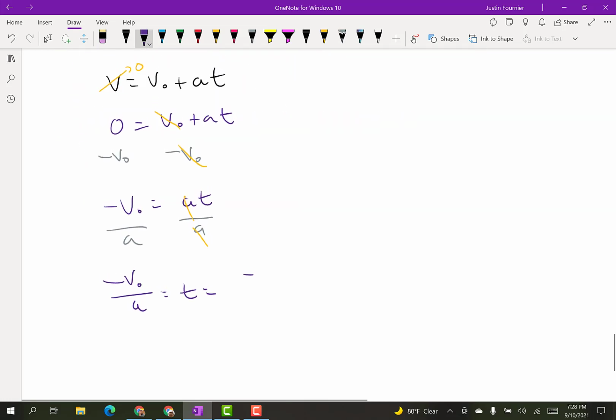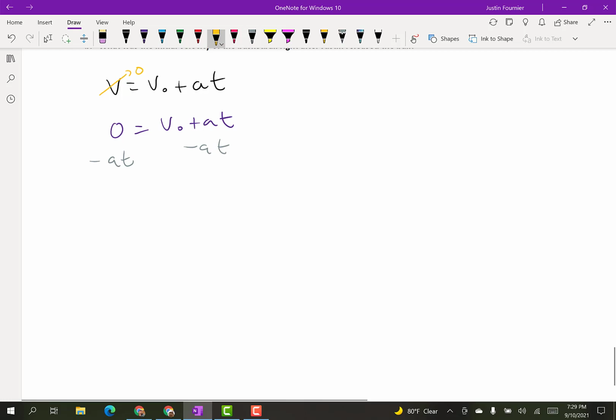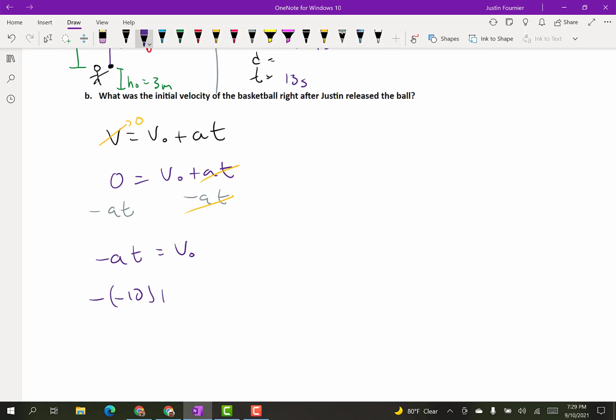Whoops. Sorry, I'm trying to find v naught. Screwed that up. This would be a little bit easier though. All I need to do is subtract at from both sides. So this now gives me negative at is equal to v naught. So the acceleration is negative 10, and the time it took was 13 seconds. So that's the initial velocity. Negatives cancel out, and I get 130 meters per second, which is quite the arm.